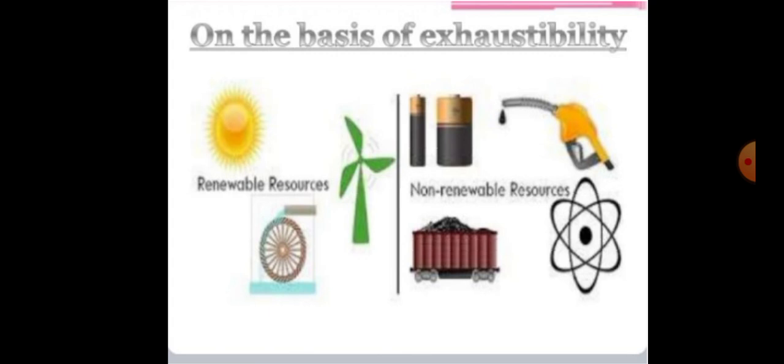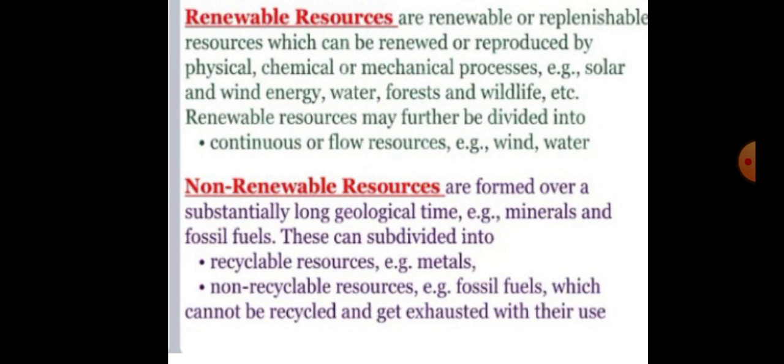This image shows the renewable and non-renewable resources. Renewable resources can be renewed, reused, replenished, and reproduced by physical, chemical, or mechanical process. For example, solar energy, wind energy, water resources, forests, wildlife, etc. Renewable resources may further be divided into continuous or flow. This exists forever. For example, the wind and the water.